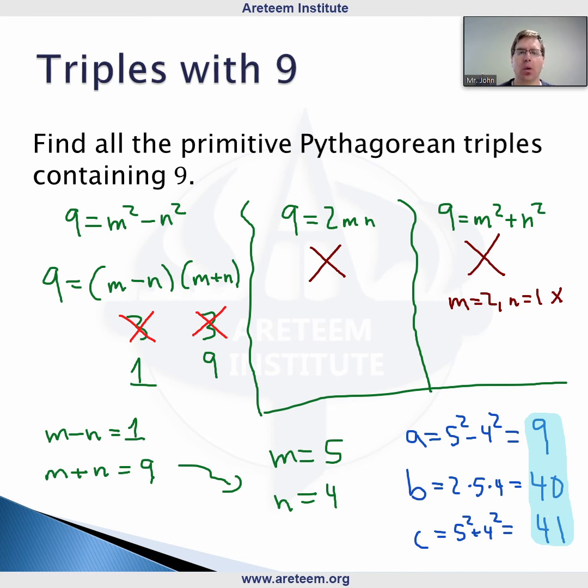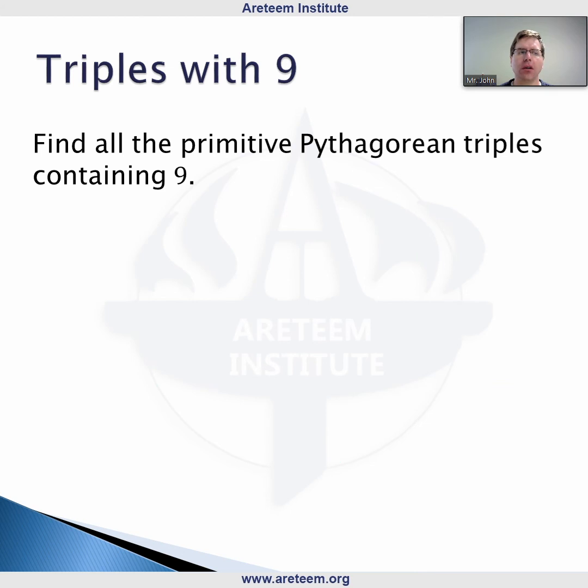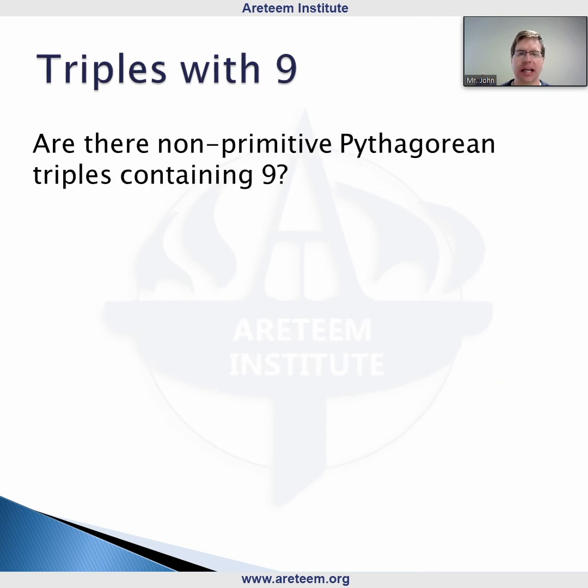Now, is this all of the triples that contain 9? Are there non-primitive Pythagorean triples containing 9? Now we're going to do this one a little bit faster. I'll let you double check some of the ideas there.